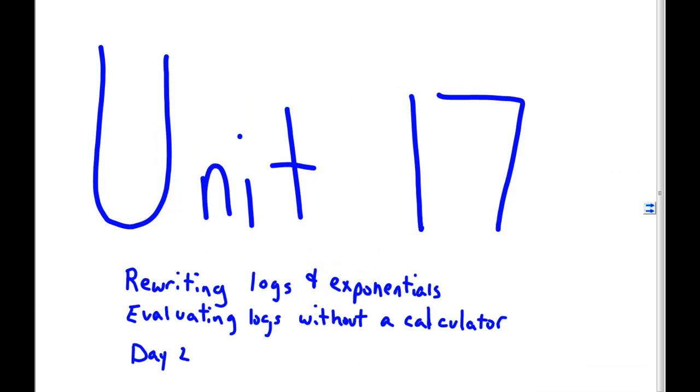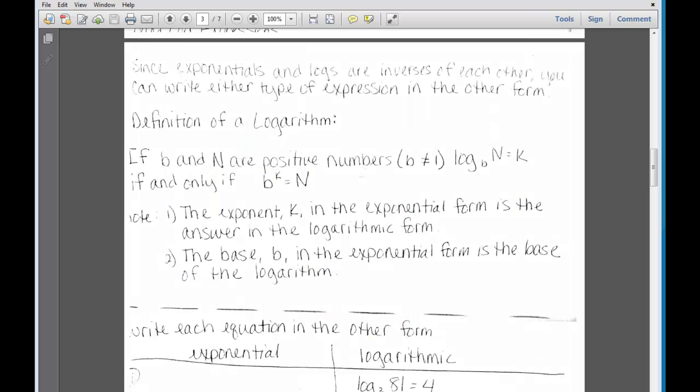We continue Unit 17, Rewriting Logs and Exponentials, Evaluating Logs Without a Calculator. Since exponentials and logs are inverses of each other, you can write either type of expression in the other form.